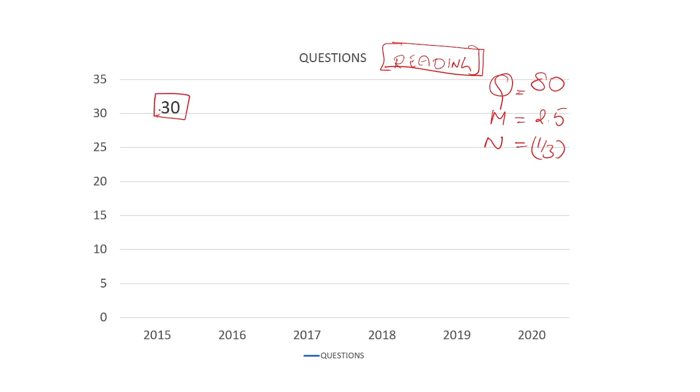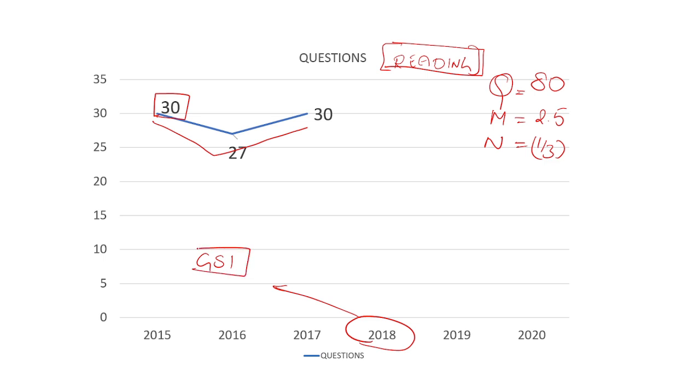So in that paper, 30 questions for reading comprehension, and 27 questions in 2016, and again see this zigzag, this 30. And 2018, if you happen to remember this question paper, as we have discussed in GS paper 1, was a kind of difficult paper, I told, because the GS cutoff actually went down to 49. If you take that previous video and see, it came from 53 to cutoff 49. It was a difficult paper.